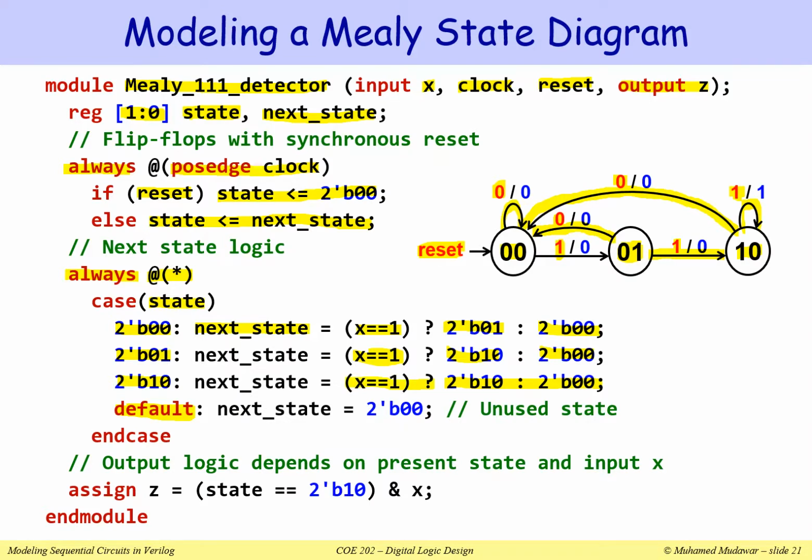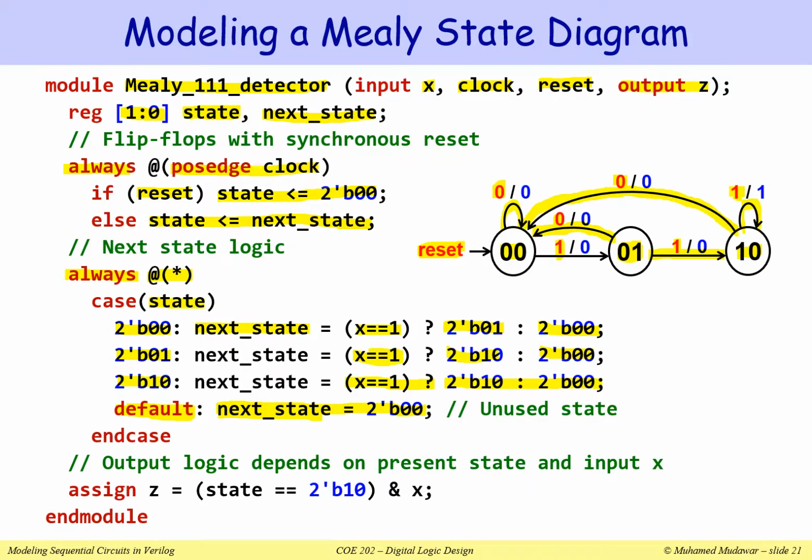Now I need this default case. Why do I need this default case? Because we have a state which is not used, which is state 1,1. If we enter this state for whatever reason, for example when we power on the circuit, or because we have a malfunction, I would like to ensure that my next state will be 0,0. So if for some reason we enter this unused state, 1,1, I would like to ensure that my next state is 0,0, regardless of my input x.